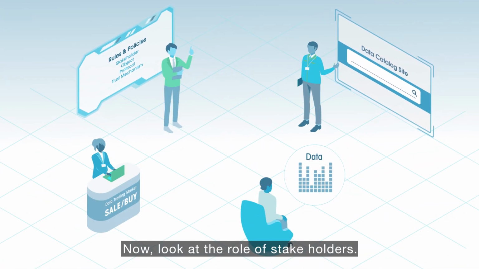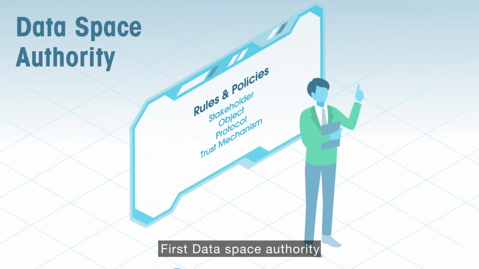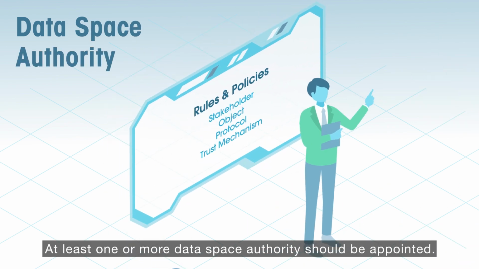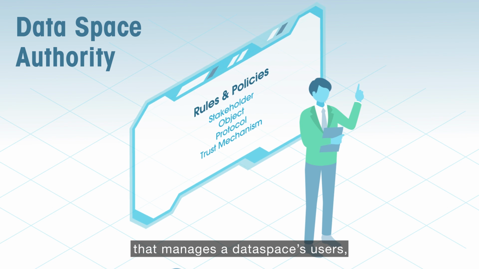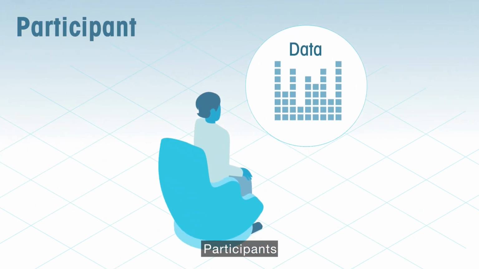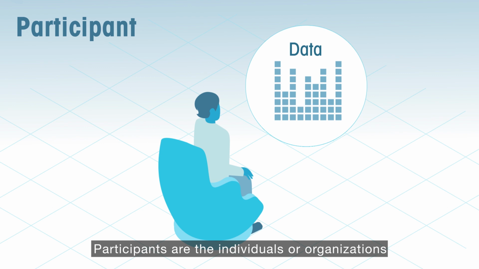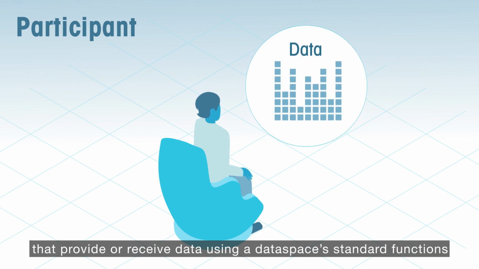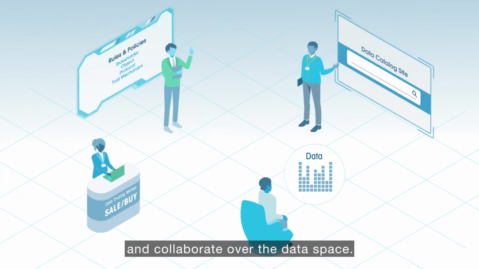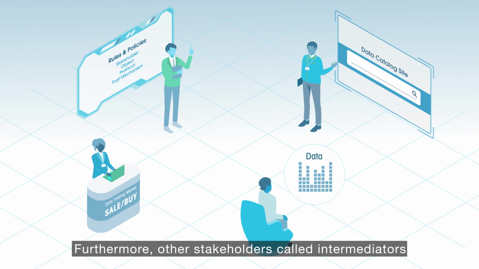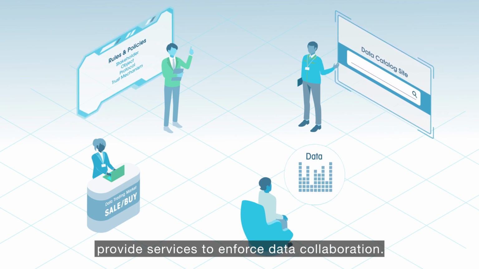Now, look at the role of stakeholders. First, data space authority. At least one or more data space authority should be appointed. This authority is an individual or organization that manages a data space's users, along with its daily use and maintenance. These may be called data space operators. Participants. Participants are the individuals or organizations that provide or receive data using a data space's standard functions and collaborate over the data space.